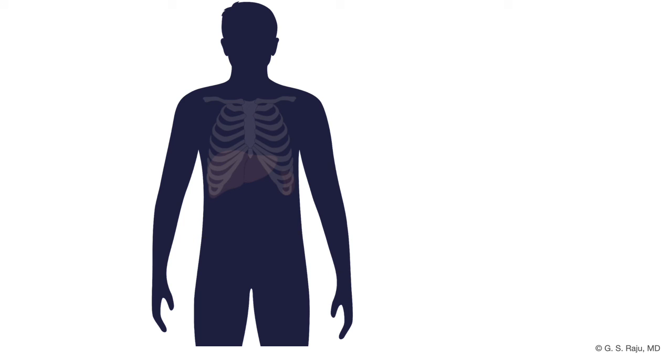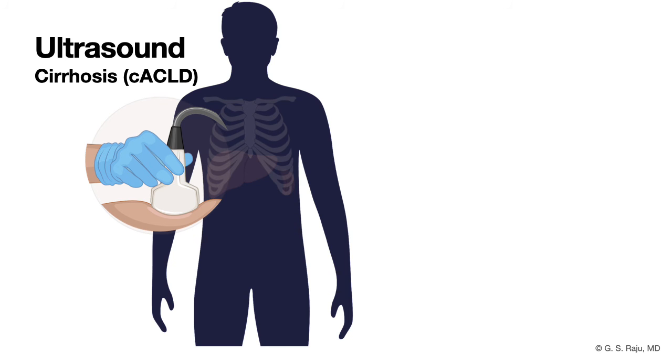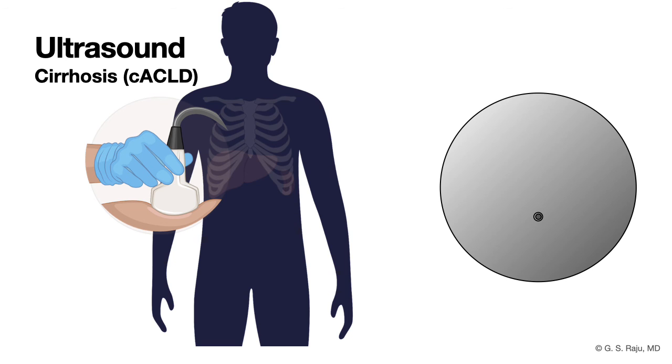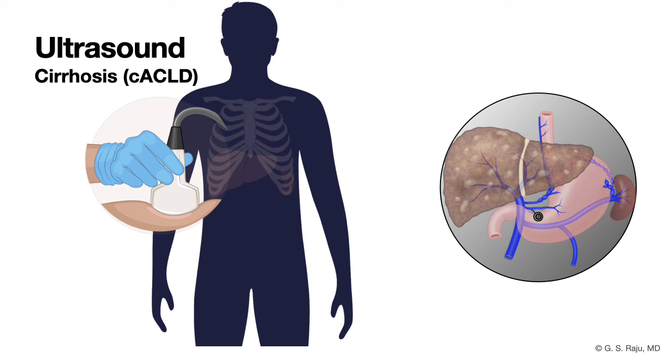So, when you have a patient with cirrhosis and you perform an ultrasound, this is what you will notice. You have a series of findings. On ultrasound, the liver may appear nodular, and sometimes the edge that is sharp can be rounded.